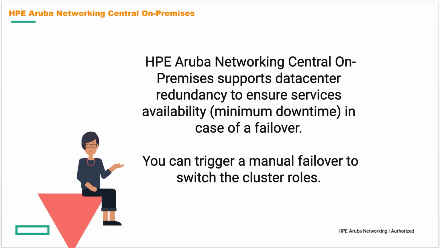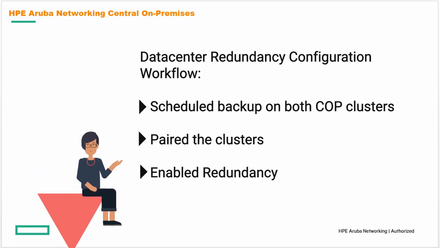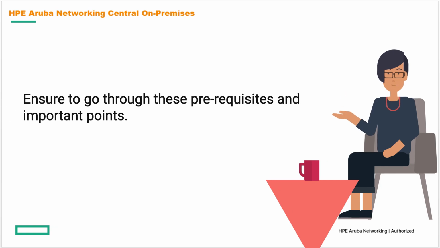HP Aruba Networking Central on-premises supports data center redundancy to ensure services are available with minimum downtime in case of a failover. You can trigger a manual failover to switch roles of the cluster. Before triggering the manual failover, ensure that you have configured and enabled data center redundancy. The configuration workflow consists of first scheduling backup on both COP clusters, second, pairing the clusters, and lastly, enabling the redundancy. Ensure to go through these prerequisites and important points.